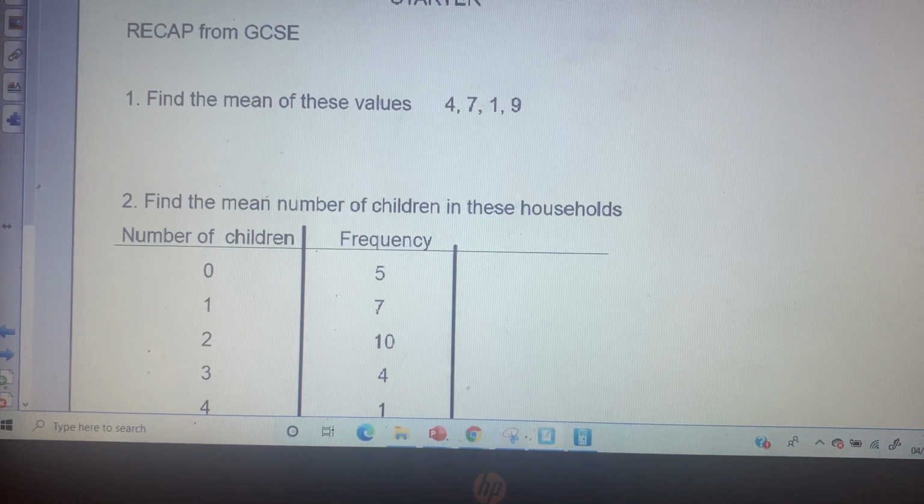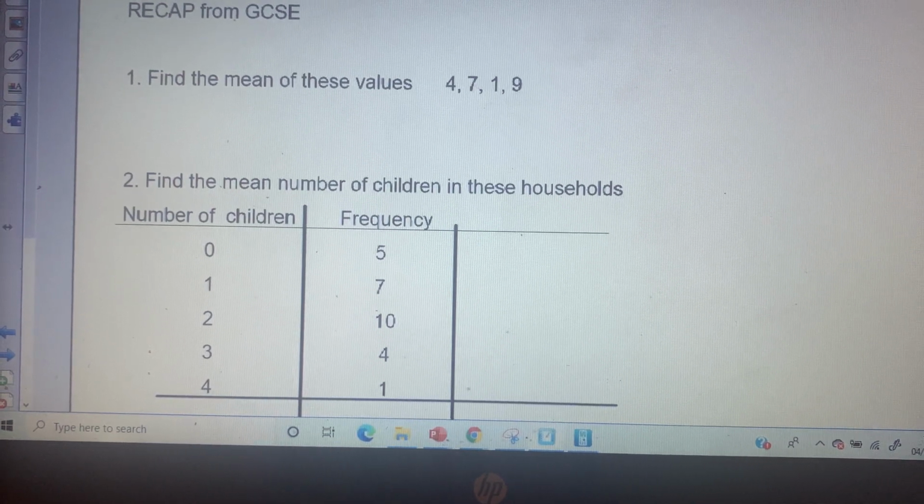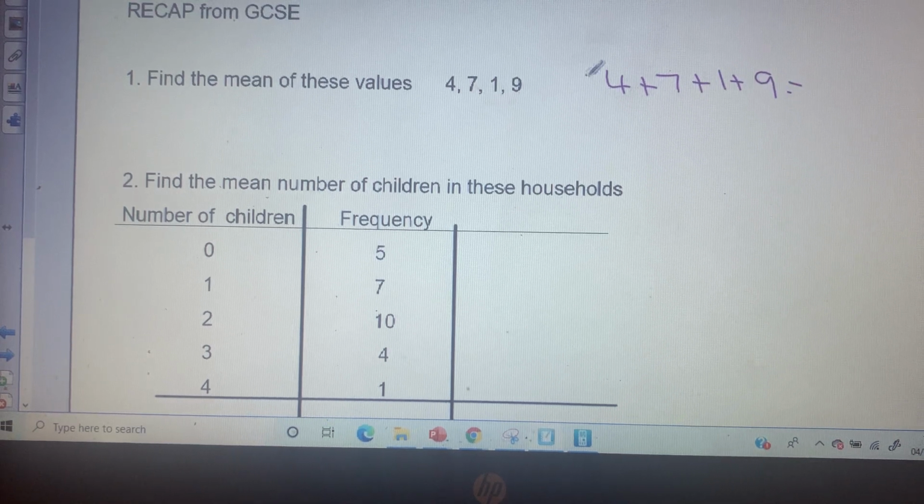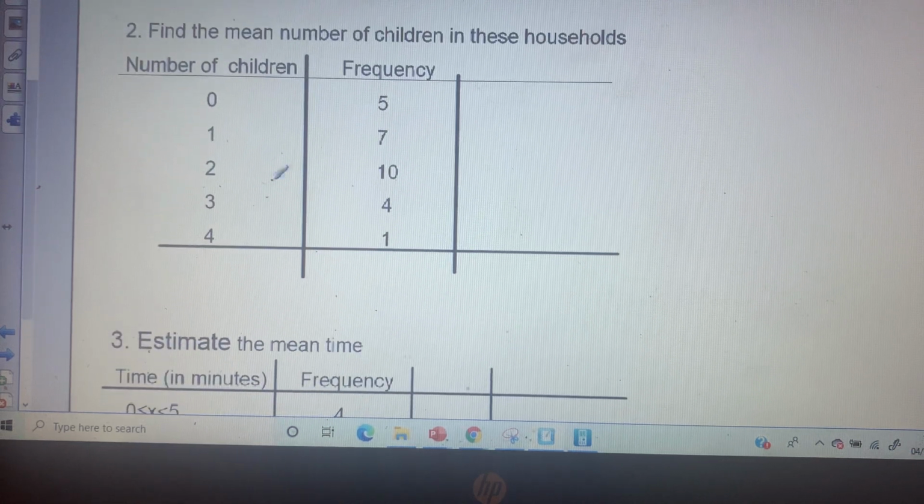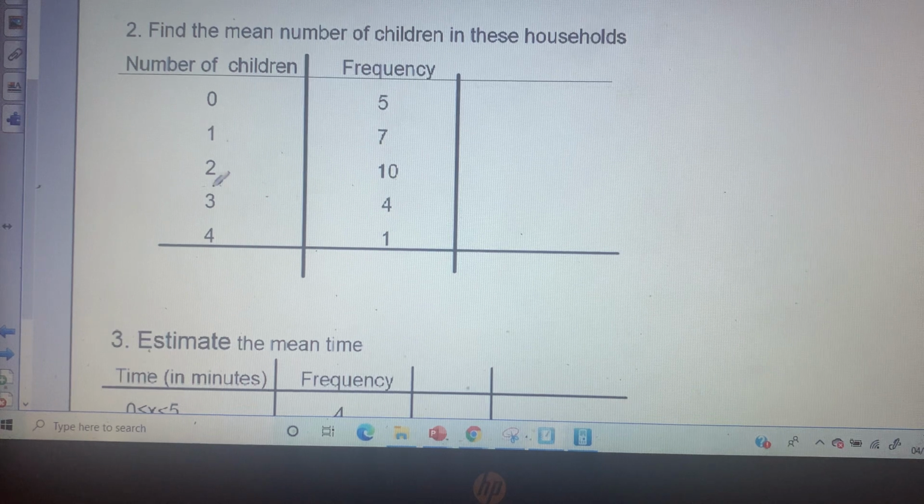We're going to look at today a bit of a recap from GCSE to start with, the mean. If you remember, finding the mean at GCSE, we would have talked about that as being the more mathematical average. So with raw data, you would add them up and divide by how many there are. So we have 21 over 4, 5.25. Here we can still see these exact values. We've got 5 zeros, 7 ones, 10 twos and so on.